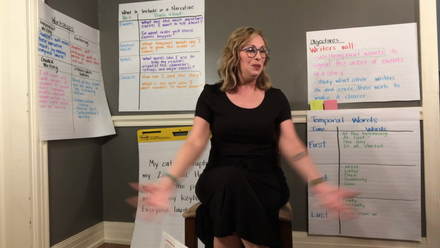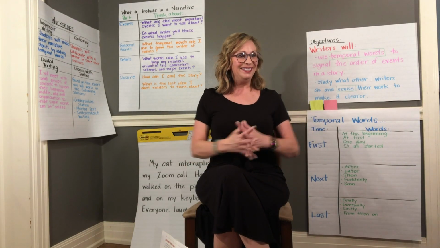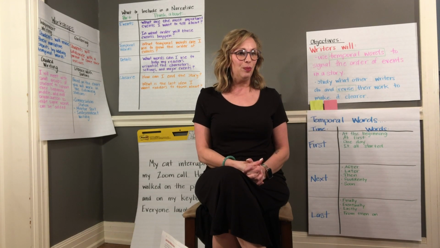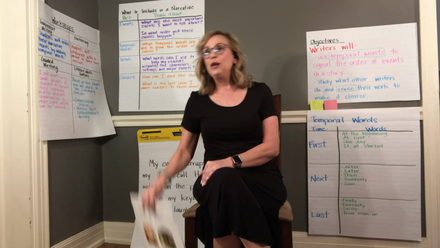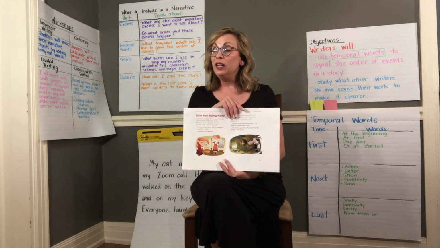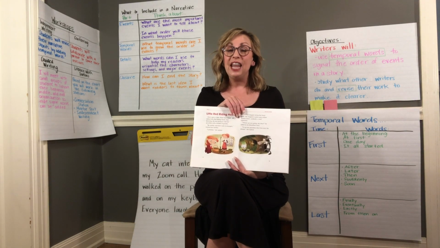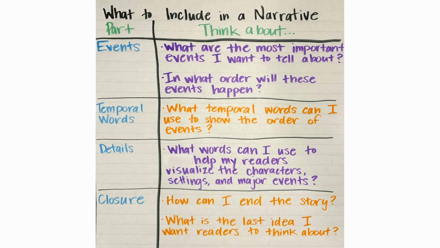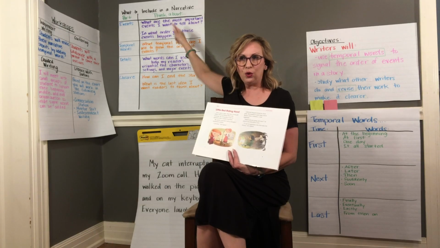Ladies and gentlemen, would you please come join me here on the carpet? All right, thank you so much for sitting next to your partner. So yesterday we read Little Red Riding Hood and we talked about what to include in a narrative writing. We learned about the events that happened in Little Red Riding Hood. Would you turn to your partner, remind them of some of the events that happened in this story?